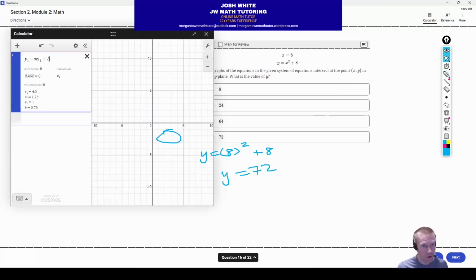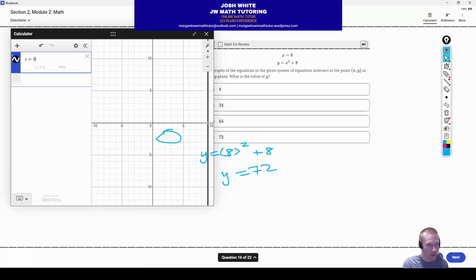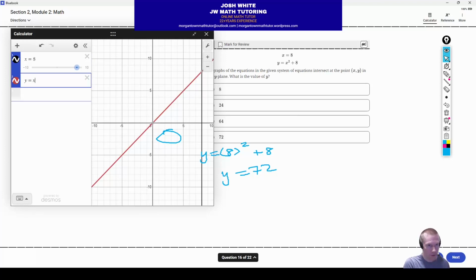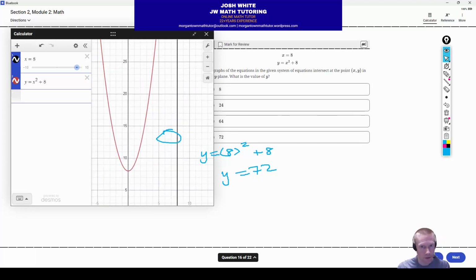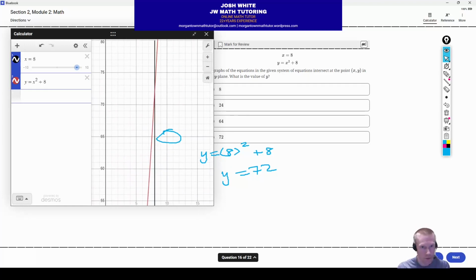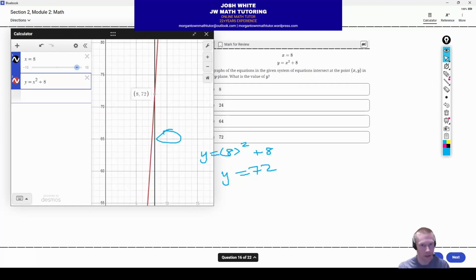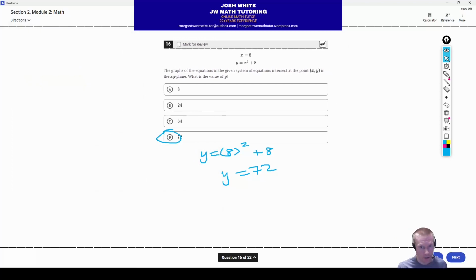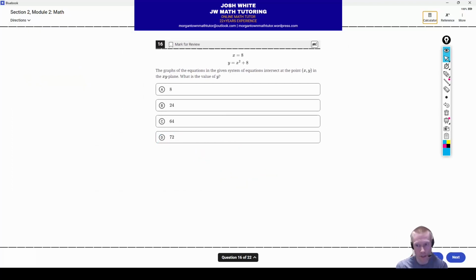But of course, we could also go to the Desmos calculator and put x equals 8, and we could put y equals x squared plus 8. And now where do they intersect? Well, let's zoom out. And now we can zoom back in, and it should highlight, there it is. It highlights the gray dot right where they intersect. What's the value of y? 72, same answer that we got doing it the algebraic way, letter D.